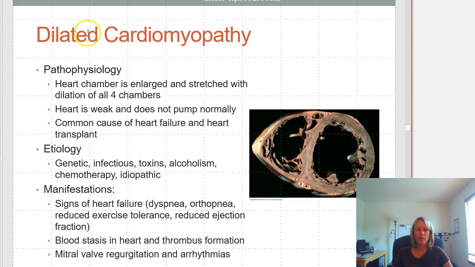In dilated cardiomyopathy, the heart is dilated and stretched. So the heart muscle in general is weak. It doesn't pump normally. It's kind of stretched out and dilated. Some etiologies: it could be genetic, alcoholism, infectious, chemotherapy. Manifestations, we get signs of heart failure, blood stasis in the heart because it's not pumping it out efficiently, and thrombus formation, mitral valve regurgitation, and arrhythmias.